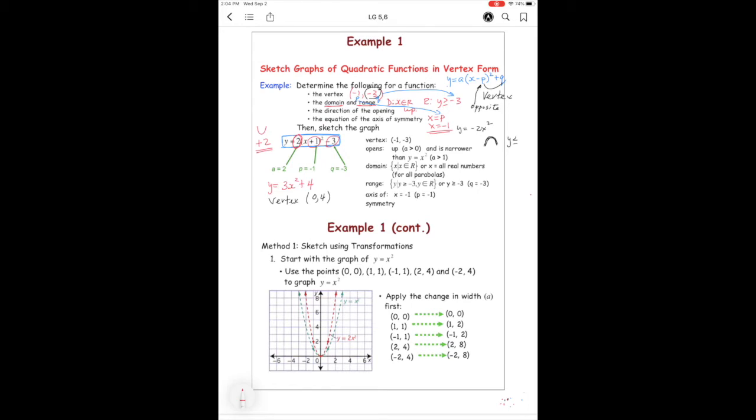All right. Now, let's look at an example down below. It says, sketch using transformations.